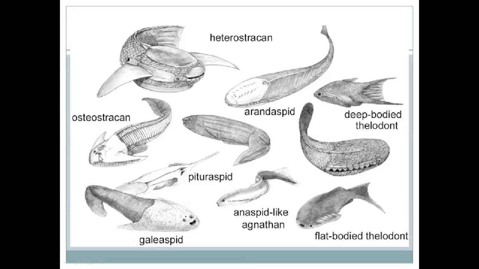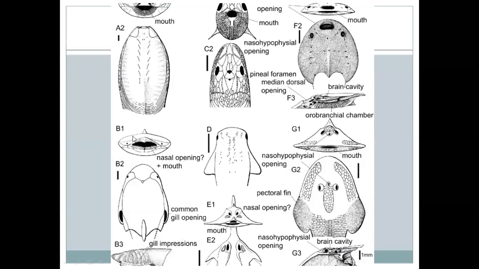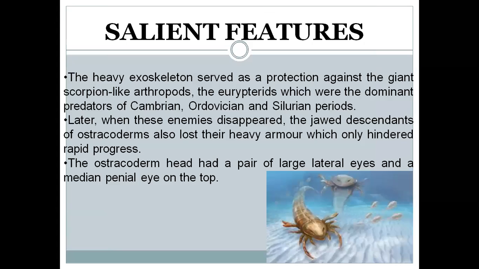Each group had a very different type of bony structure on their surfaces, on their skins. In this diagram, only head bones or head shields are shown in this slide. Different groups have different types of shield structure. So they were very diverse, with very diverse bony plates on their surfaces.